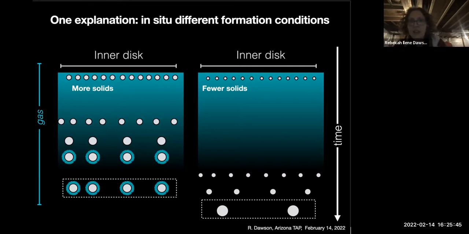Meanwhile, in disks with fewer solids in the inner disk, we have to wait around for the gas to go away since we have fewer solids, and grow the planets then. And this leads to rockier planets and wider spacings, more inclined and eccentric orbits. And this idea is interesting in that it links planets' compositions to their orbital properties.